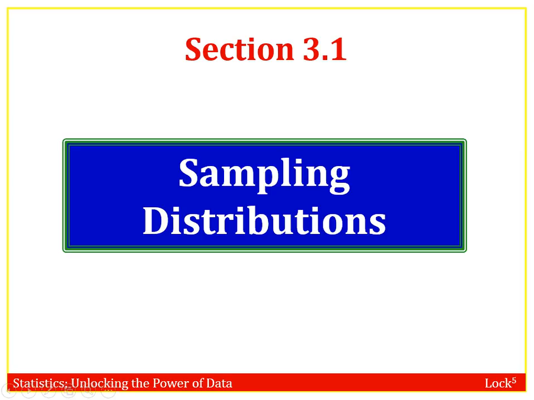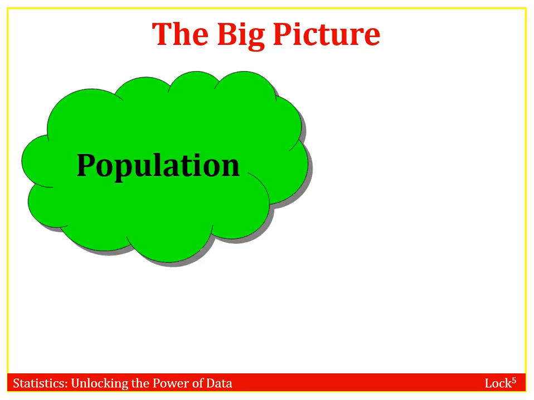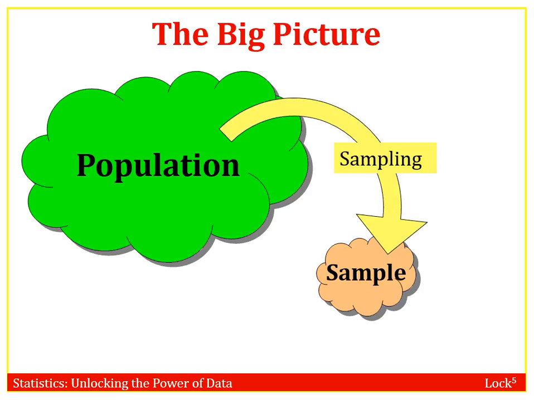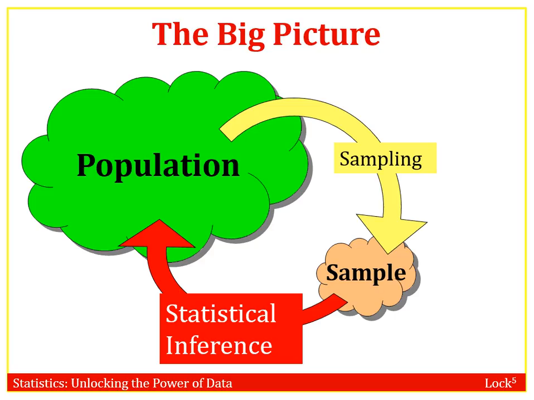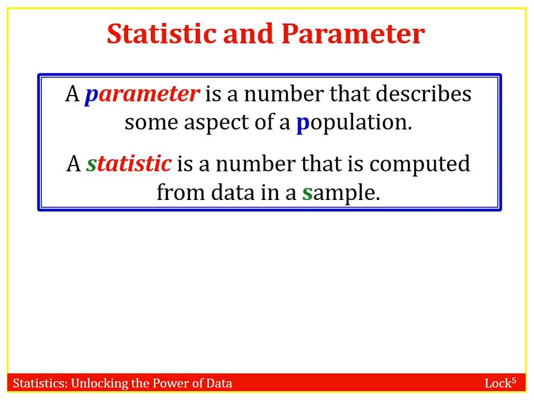In this lesson, we're going to focus mainly on sampling distributions. We want to come up with a sampling distribution so it can help us make predictions about our population. So for the big picture, once again, we have our population, we get our sample, a random sample, hopefully, and then we make statistical inferences about our population. A statistical inference is a process of drawing conclusions about the population based on our sample.